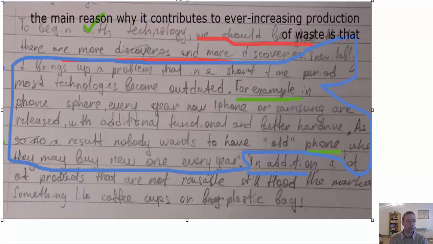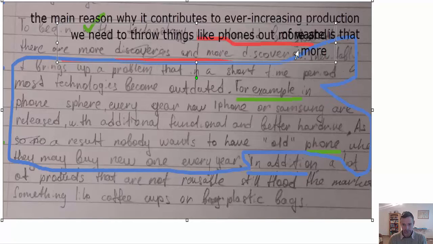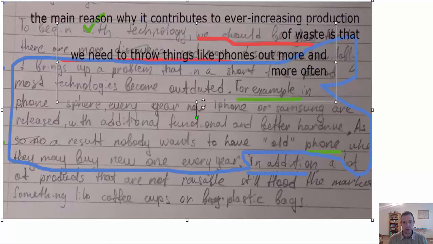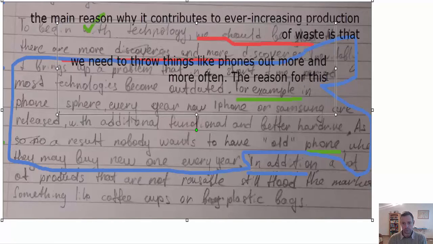So, yes, indirectly we can see that, okay, because of advances in technology, we tend to throw out things very quickly, and that produces more waste. But you need to write that the main reason why it contributes to ever increasing production of waste is that we need to throw things like phones out more and more often. Okay, and then you can go on to say the reason for this is new phones with additional functionality and hard drives come out. Okay, so this then, we need to throw things out.